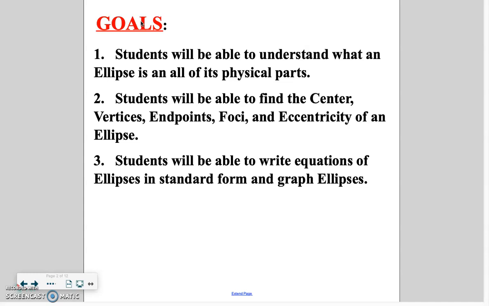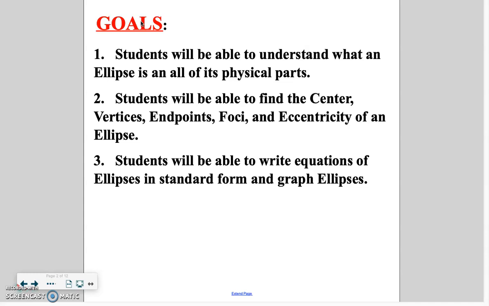Number 2, students will be able to find the center, vertices, endpoints, foci, and eccentricity of an ellipse. So for our homework today, this is what we're doing in each one of these. You're also going to be asked to graph. So if you need graph paper, please make sure to grab some on your way out when that time comes. I know that some of you have graph paper, but if you don't, please grab a few sheets.